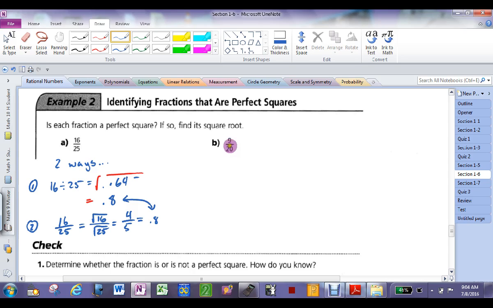So let's look at this one. Which of these is easier to do without a calculator? Way 1 or way 2? Way 2, especially if you know your square roots, don't you? All you got to do is check. Square root of 9 over square root of 20. Does 9 have a square root? Yes. What is it? 3. Does 20 have a square root? No, because 4 times 4 is 16 and 5 times 5 is 25. Nothing in the middle. So this doesn't exist. So this is not a square.